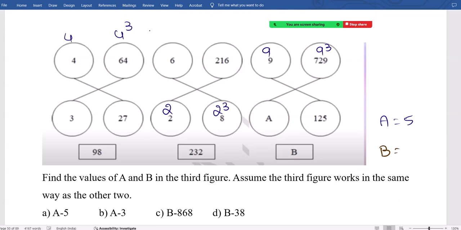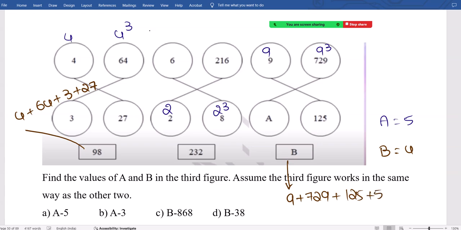B is nothing but sum of all those values. See, this is 4 plus 64 plus 3 plus 27. 3 and 27 is 30. 30 and 68 is 98. Whereas B is nothing but 9 plus 729, 738 plus 125 plus 5, which is 868. B value is nothing but sum of all those.